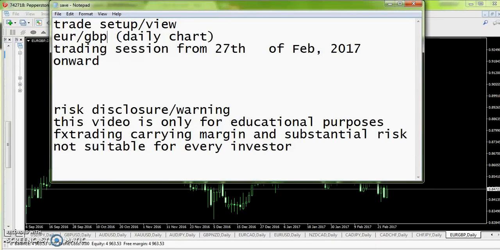This video is about a trade setup view of a currency pair, Euro versus Great British Pound, EUR/GBP. This would be on a daily chart and starts trading session from 27th of February 2017 onward. Remember guys, this trading setup is like a swing trading setup. The aim of this setup and this video is obviously to understand the basic stuff, how we can read the chart and how we can take advantage, right?